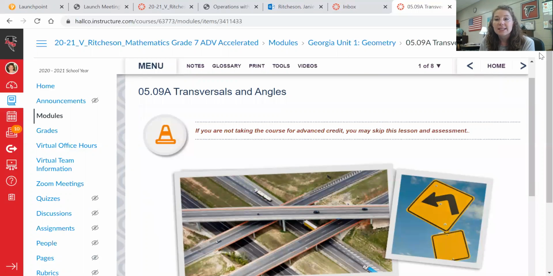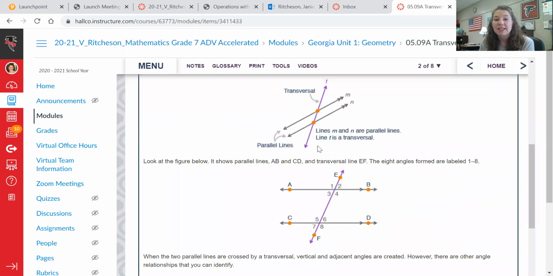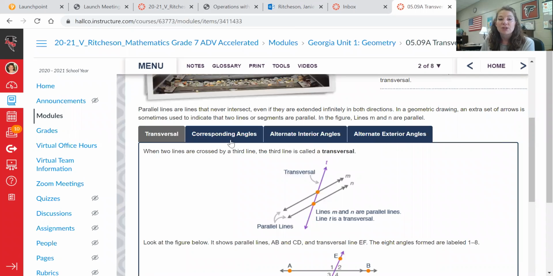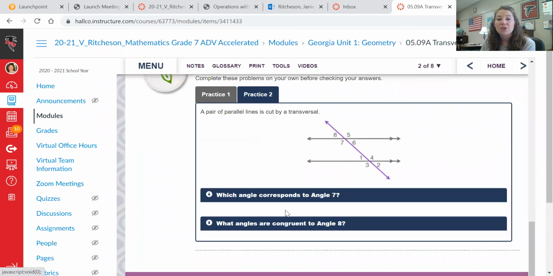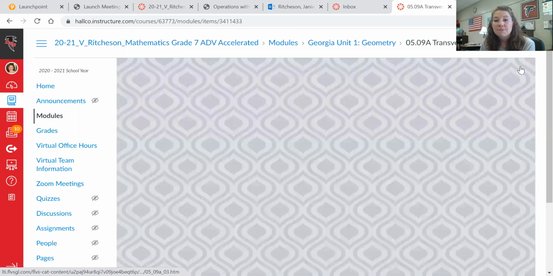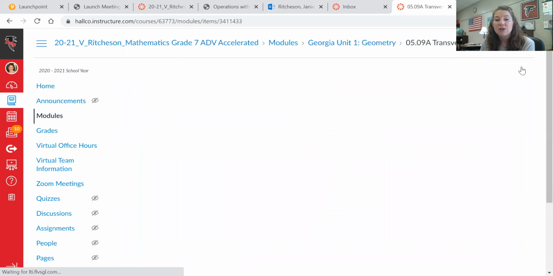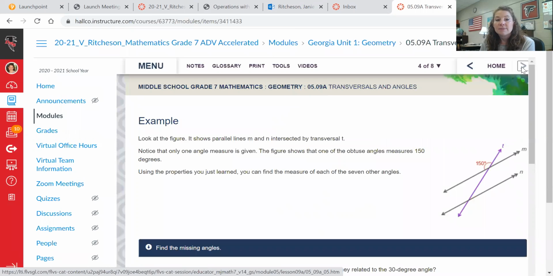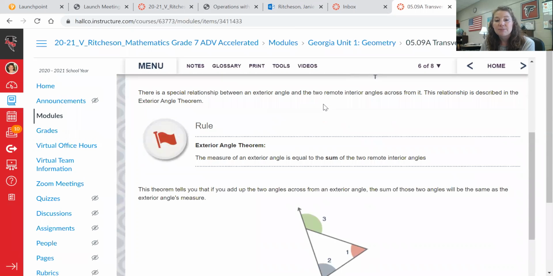But when you go through the lessons, don't skip anything. You're not scanning, you're reading for understanding. You're looking at your objectives, your vocabulary, and these pictures. You're going to click on each of them and see what corresponding angles are, what are alternate interior and alternate exterior angles. You're going to do your practice problems. So you're spending time engaging with the lesson. You are watching the videos, looking at more examples. All right, pretty straightforward.